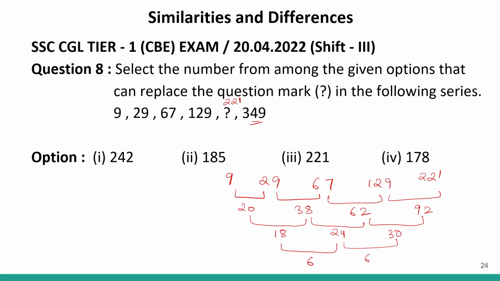Now let us check it with this term. If I get 349 here, the difference is 128. Between 92 and 128, the difference is 36. And between 30 and 36, there is a difference of 6. So clearly, if I break it down into smaller parts, I can see that 221 follows a similar logic with 129 and 349. Hence, our answer will be option number 3, 221.